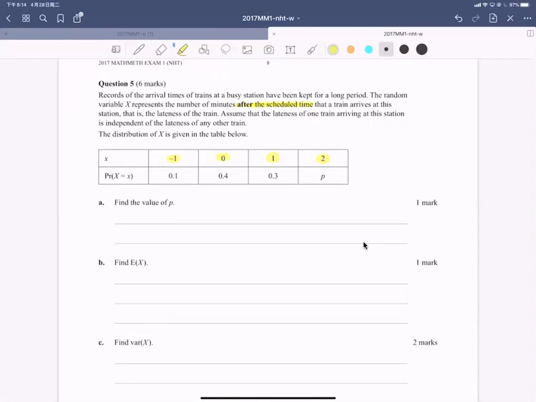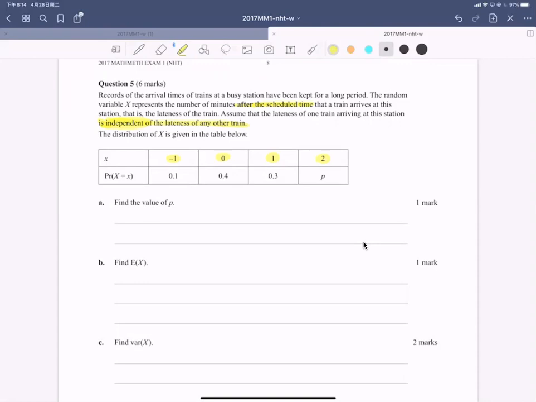Assume that the lateness of the train arriving at this station is independent of the lateness of any other train. Looks like it's something to do with binomial. Normally, if I see this term, independent, I will encounter many probability questions involving binomial distribution. That's just my experience and guessing.